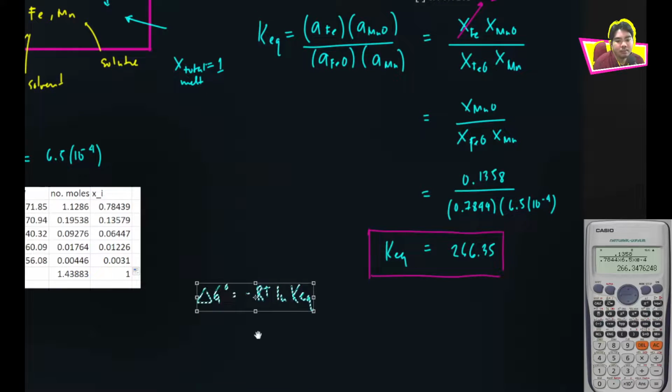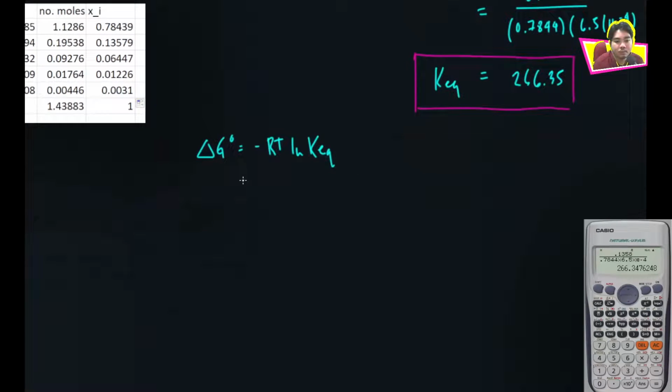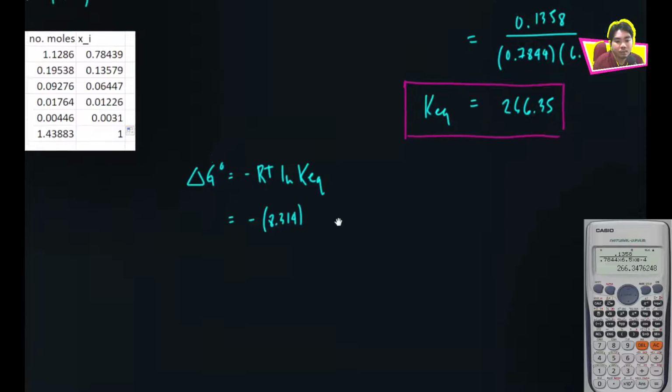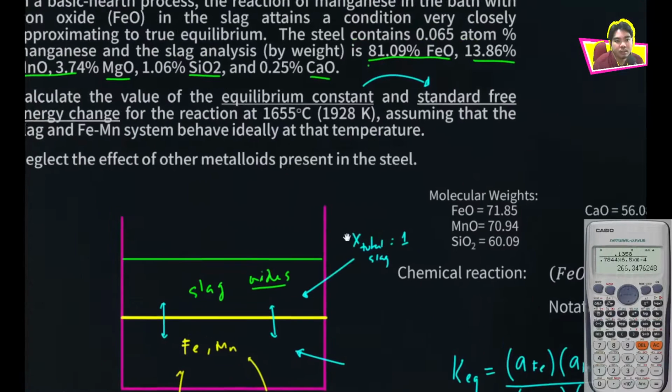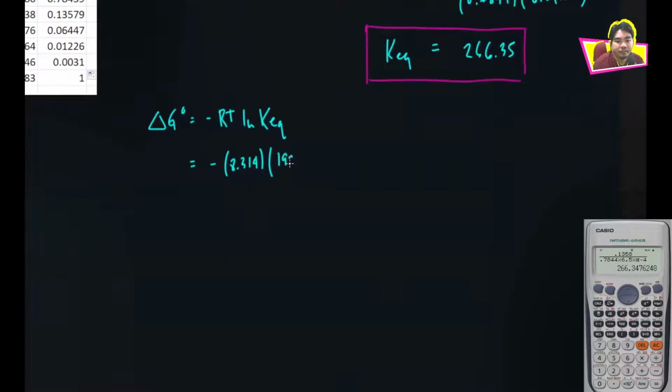Lagay natin dito. So, delta G is equal to negative RT ln Keq. So this should be equal to negative 8.314. Gusto natin joules. Temperature is 1655, so that's 1928 Kelvin, multiplied by ln of 266.35.